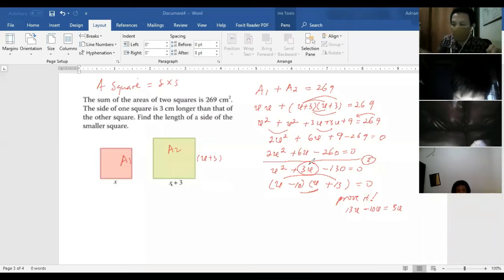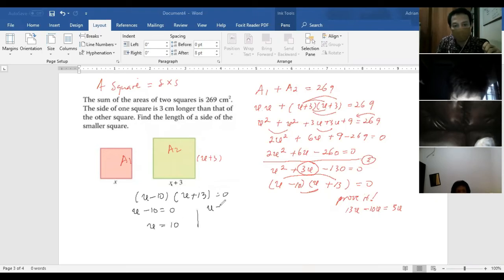Okay, students, everyone, now we already found the factorization correct. So how? You have to separate that into 2 parts. Okay, everyone. So right here, x minus 10, open the bracket, x plus 13 equals 0, right? The first separation, x minus 10 equals 0. Now x is 10, and the rest is x plus 13 equals 0. So x is minus 13, right?